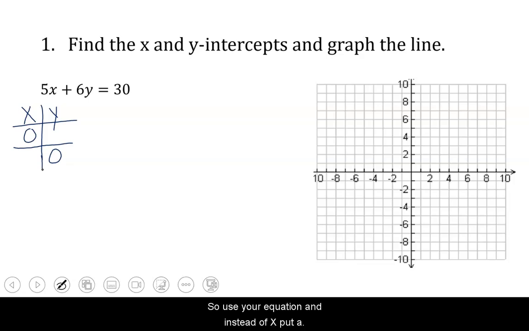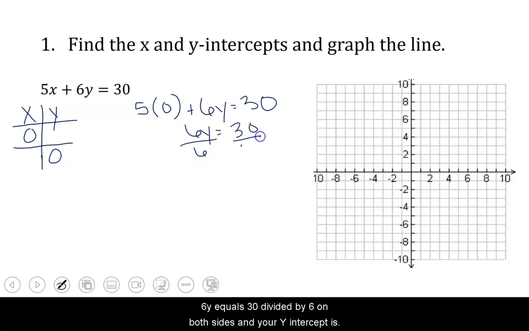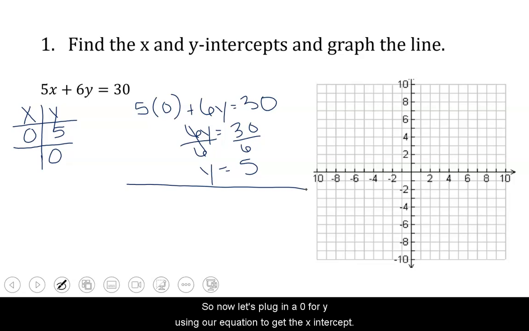So use your equation, and instead of x, put a 0 for x. So 5(0) plus 6y equals 30. 6y equals 30. Divide by 6 on both sides, and your y-intercept is 5. So where does it touch the y? At the 5. So now let's plug in a 0 for y using our equation to get the x-intercept.